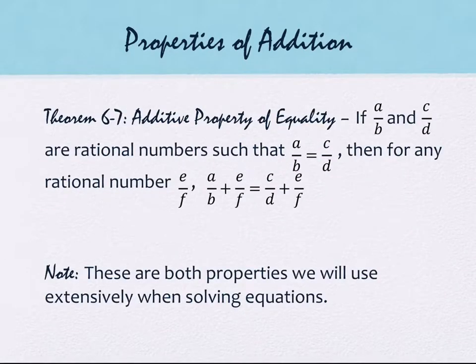Another property of addition is the additive property of equality. We actually use this property every time we work with equations. You do it with whole numbers and integers and everything too, but it works for rational numbers as well. If a over b and c over d are rational numbers, and a over b is equal to c over d, the two quantities are the same, then if you add the same number, e over f, to both sides of the equation, the summation on the left is going to be equal to the summation on the right.